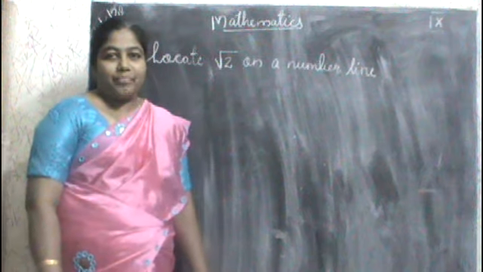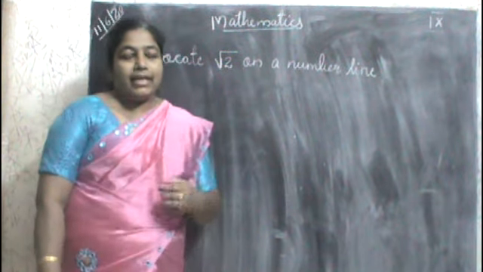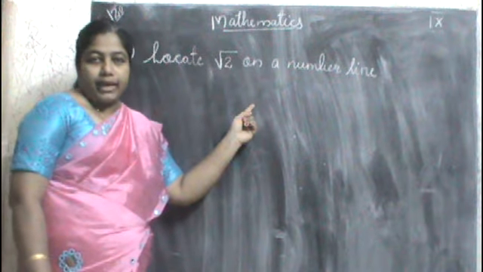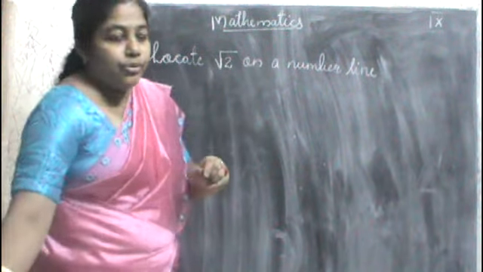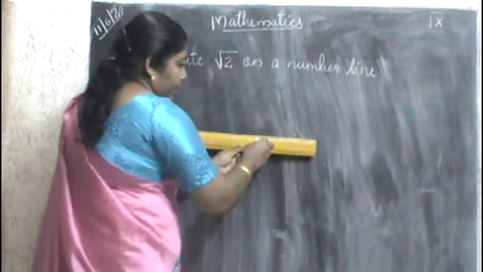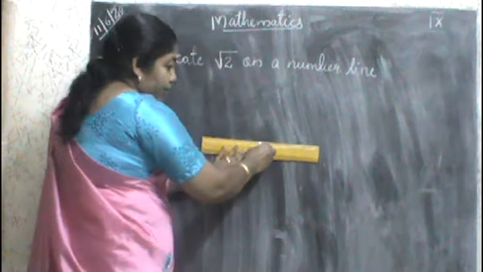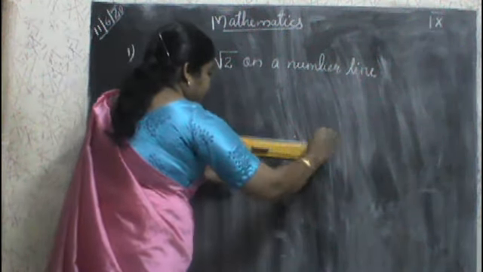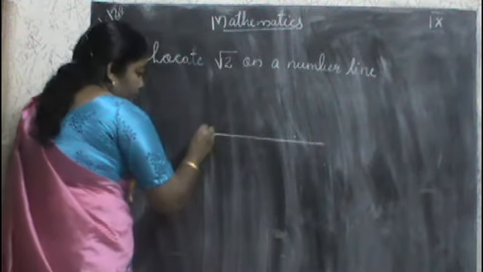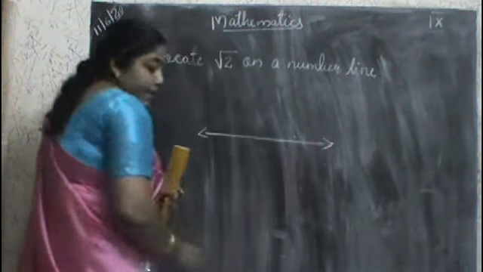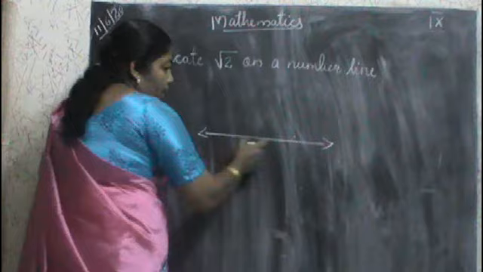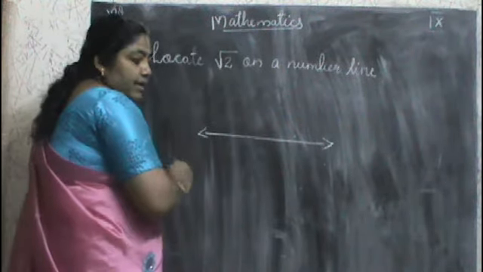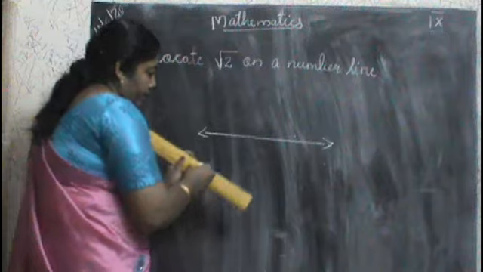Dear students, today we will learn to locate root 2 on a number line. All of you know how to draw a number line. First we draw a number line like this and put arrows on both sides. What do these two arrows indicate? We can extend the line on both sides.